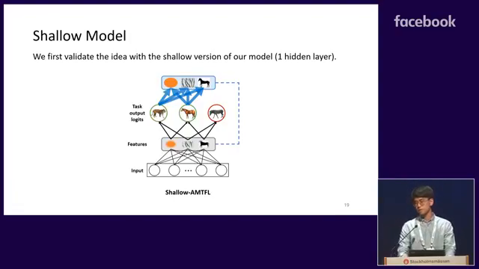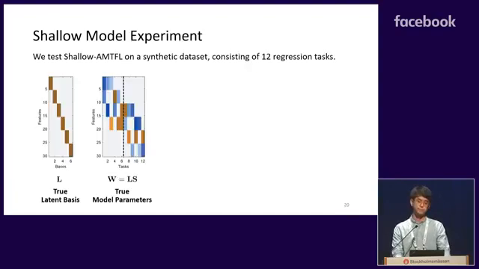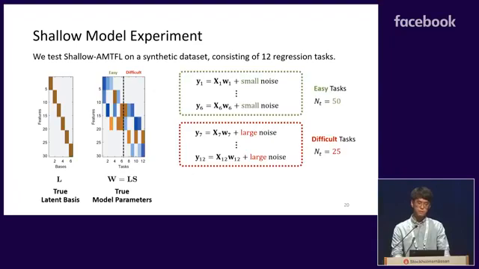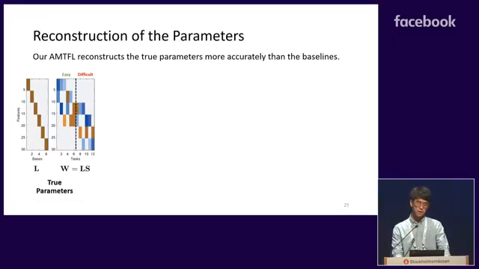We first validate the idea with a shallow version of our model, which has only one hidden layer. We test it on a synthetic dataset consisting of 12 regression tasks. There are two groups of tasks, easy and difficult. Easy tasks have a small level of noise and a large number of training instances, and difficult tasks have a large level of noise and a small number of training instances. And after training, we check how accurately each model reconstructs the true parameters.